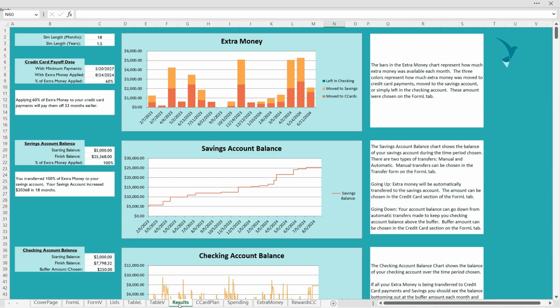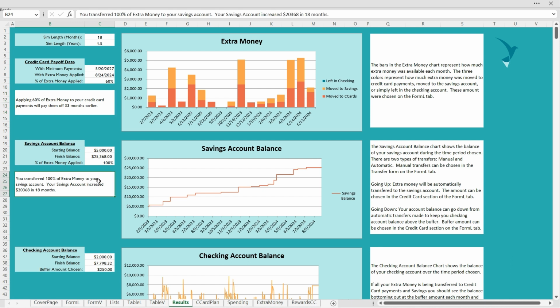Now let's take a look at the results for this example. The results tab is going to show you up front how much extra money you had available and how much was moved to credit cards and savings and how much was left in checking. In this example, we moved everything to credit cards and savings, right? 60% went to credit cards, it was analyzed again, and the 100% remaining went to savings. These statements use this information to tell you what happened, right? So applying 60% of extra money to your credit card payments will pay them off 33 months earlier, right? That's some good information there.